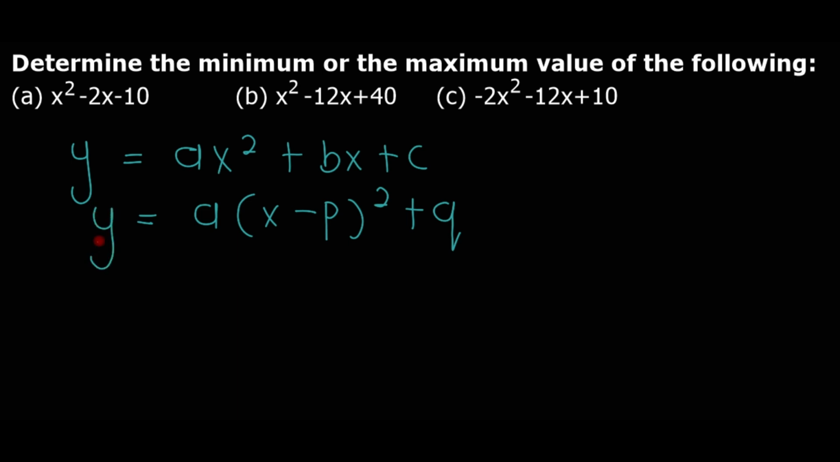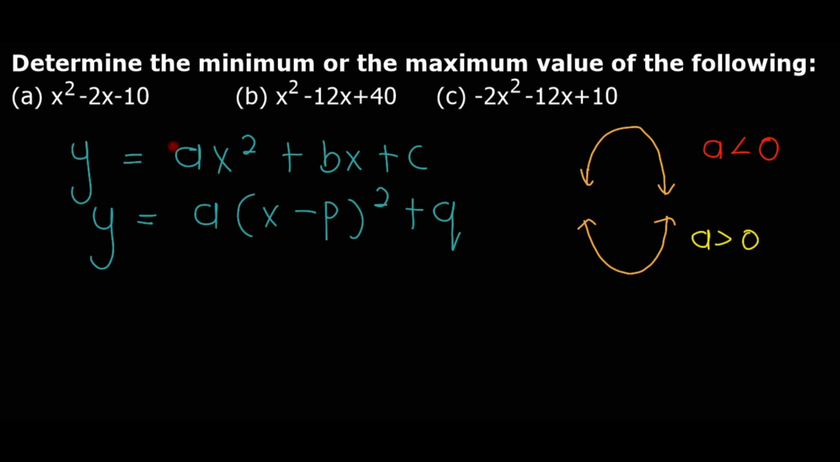Now let's understand this. What we know is that it is a parabola. Let's see the shapes of a parabola. A parabola has two shapes. It can be in this way or in this way. What we know is that for this shape, a is less than 0, and for this shape, a is greater than 0.